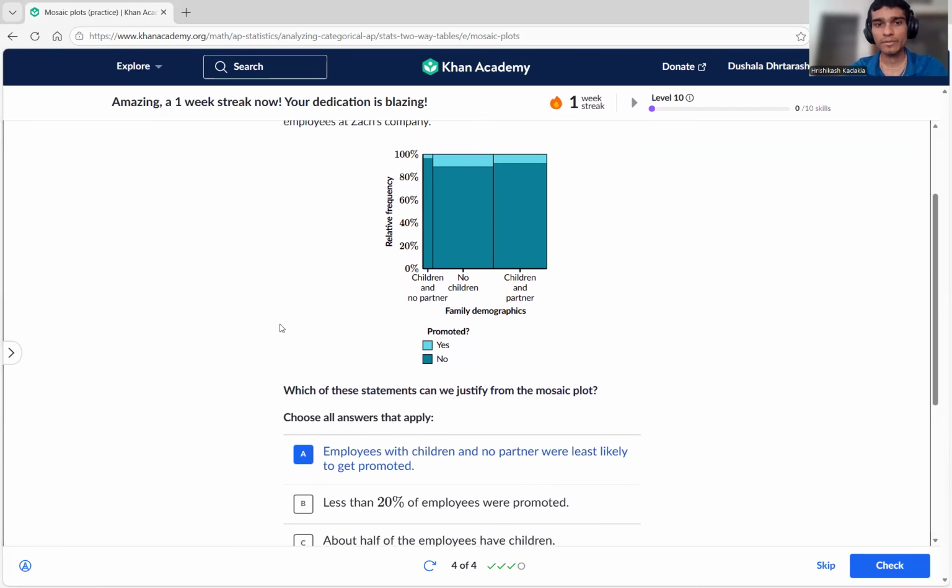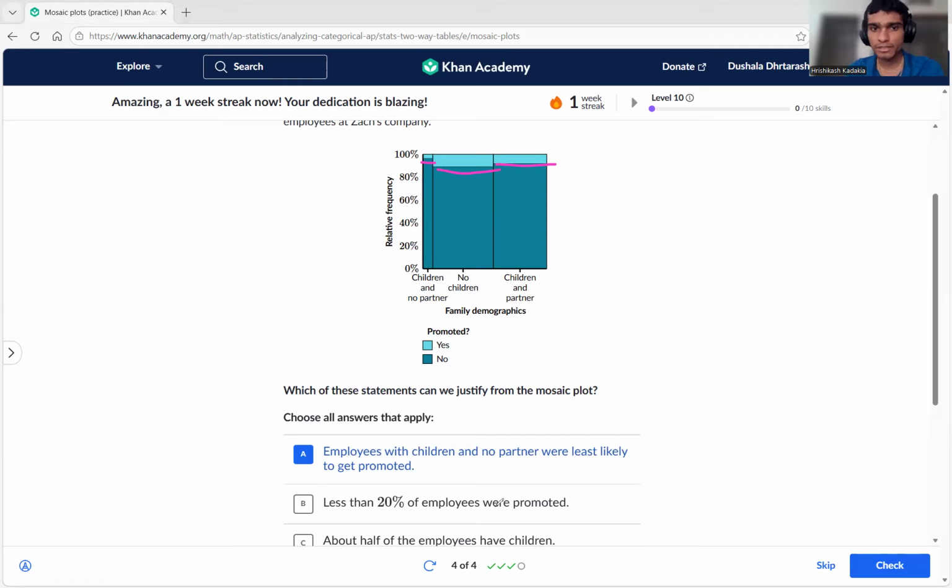So they were really likely to get promoted, because if you try to compare over here, let me just go ahead and pen, their bar is smaller. So this bar is a little bit smaller. The majority of people who were getting promoted were with no children. So now, less than 20% of employees were promoted. Now, this part, how do we calculate? Less than 20%.